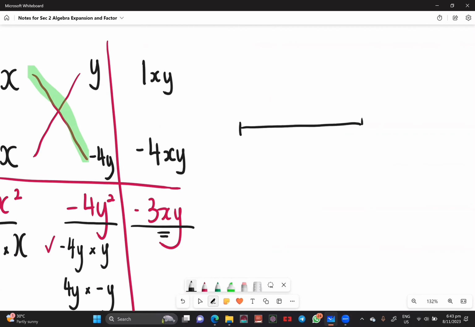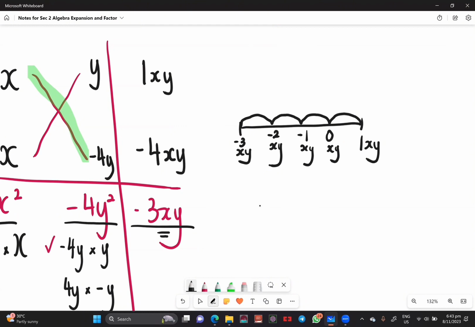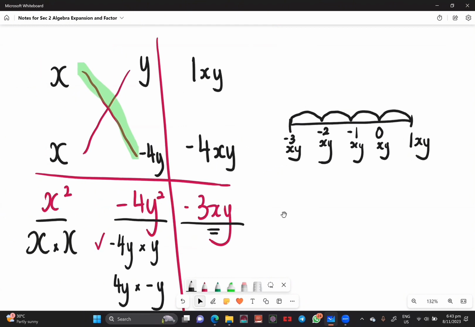Let's see. Let's draw a timeline. 1xy over here, correct or not? I move back how many times? 4 times. 1, 2, 3, 4. So you get to 0xy, you get to negative 1xy, you get to negative 2xy, and finally, my goal of negative 3xy is met.